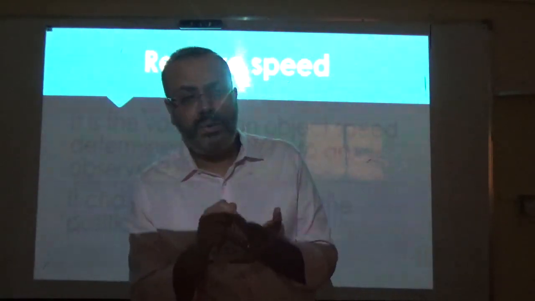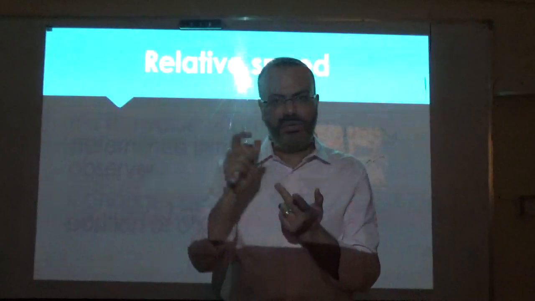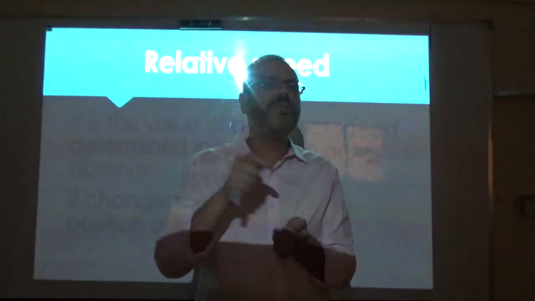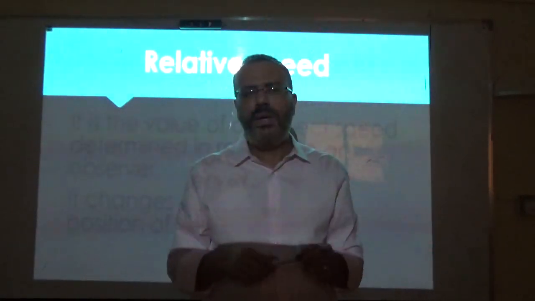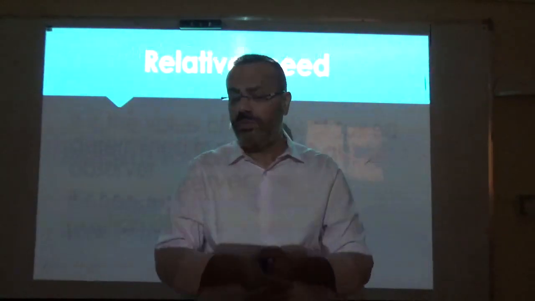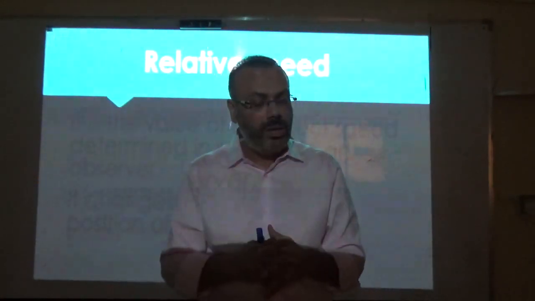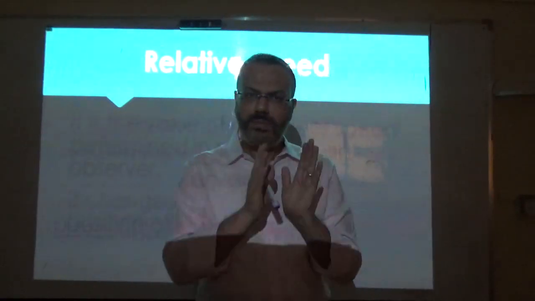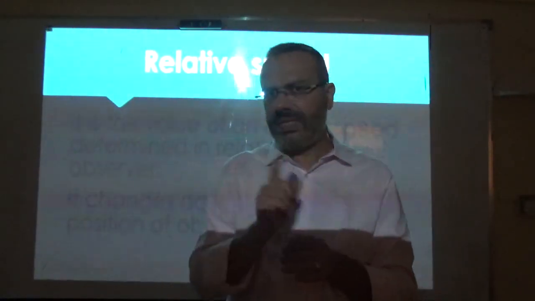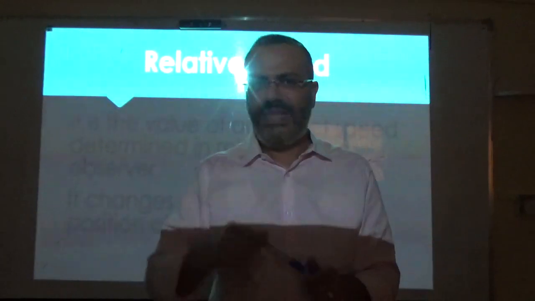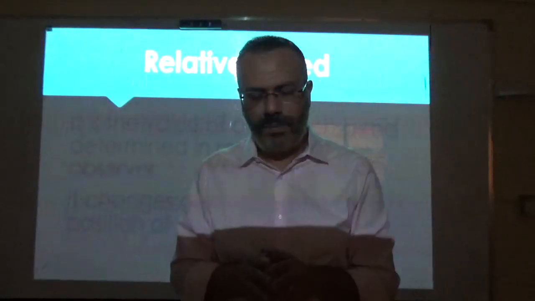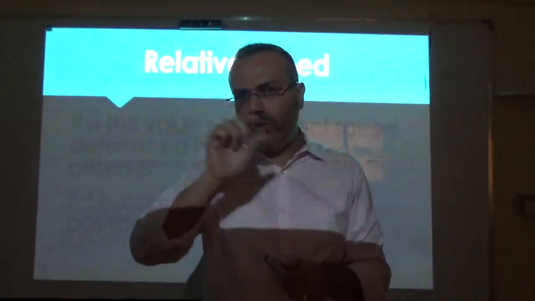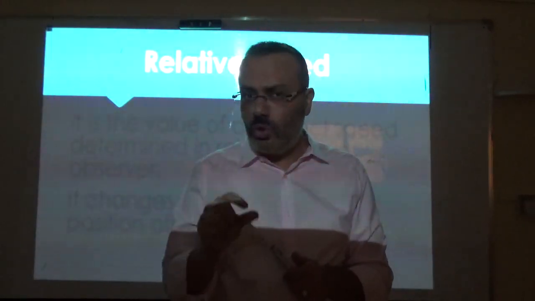Then we talked about the third topic, which was average speed. What is the meaning of average speed? We said that the average speed is the total distance covered by the object divided by the total time taken during the travel. The symbol of average speed is V dash, to differentiate it from the original speed. So V dash equals total distance divided by total time.